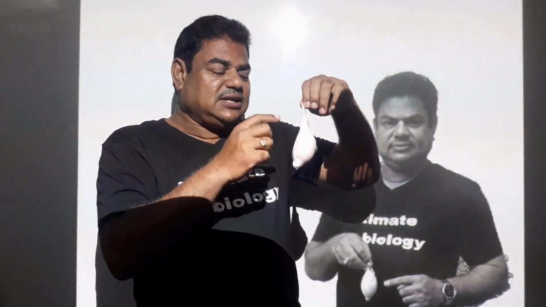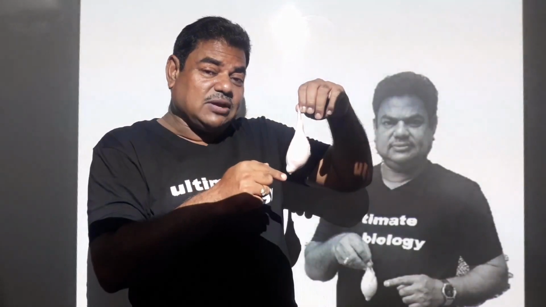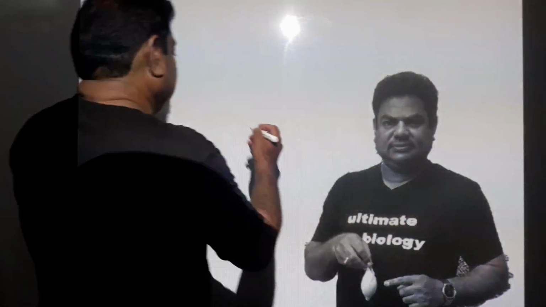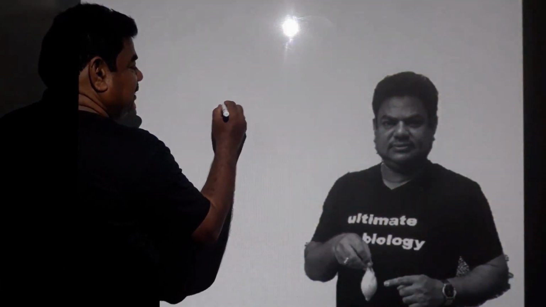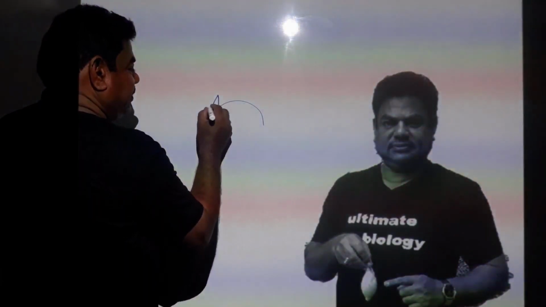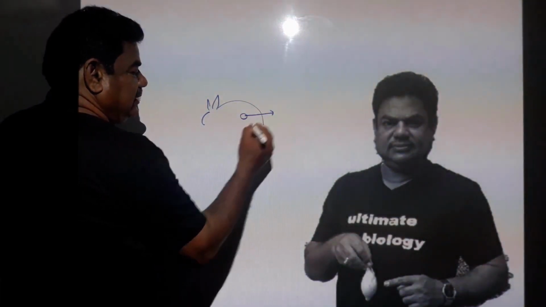Once the testes come into the scrotum, outside the abdominal cavity, they remain in the scrotum. Why do they remain in the scrotum in the case of a human? But in the case of what? A rabbit, or in the case of a rat, the testes are present in the abdomen.